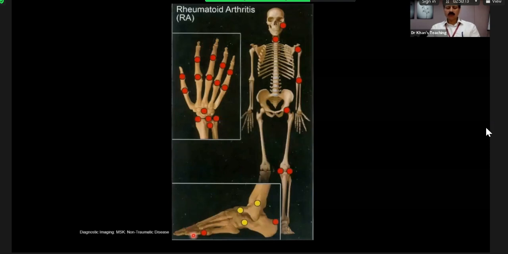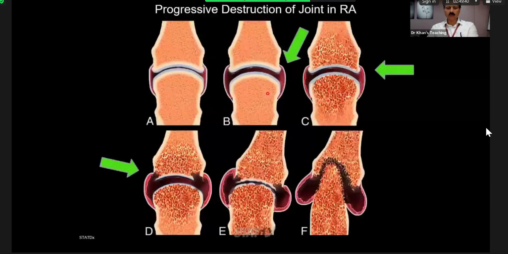In the foot, the red dot means more common involvement, and the yellow dot means less common involvement. So the 5th metatarsophalangeal joint is very important to remember. Of course, others can also be involved, but the 5th is very important to remember. Rheumatoid arthritis basically can involve any joint of the body, even TMJ and things like that. But these are the exam type of things which you have to remember. Cervical spine is again exam, and I'll come back to show you a few films.